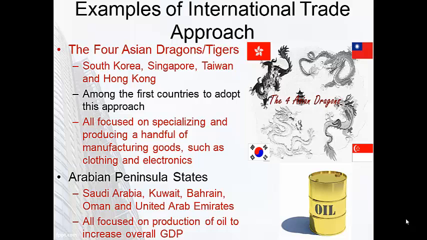There are countries called the Four Asian Dragons or Tigers. This is South Korea, Singapore, Taiwan, and Hong Kong. They were the first countries to use this approach, and they all focus on specializing in producing a handful of manufacturing goods, such as clothing and electronics. Now, these countries are ranked very highly on the HDI score, and this is the reason why, due to the international trade approach. There's also the Arabian Peninsula states that include Saudi Arabia, Kuwait, Bahrain, Oman, and the United Arab Emirates. And guess what? They all focus on one type of product, oil, to increase their overall GDP. Oil is gold right there.